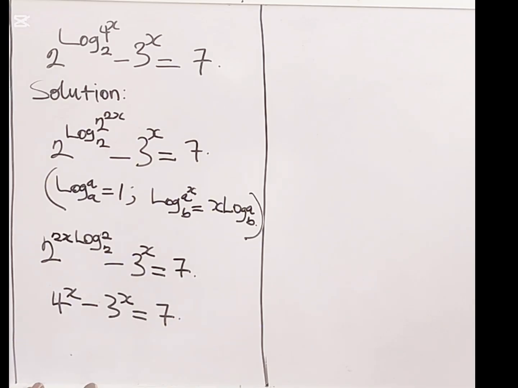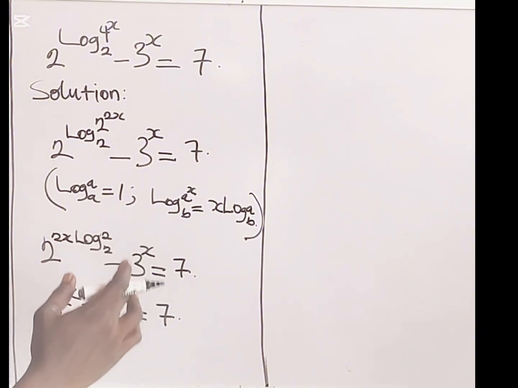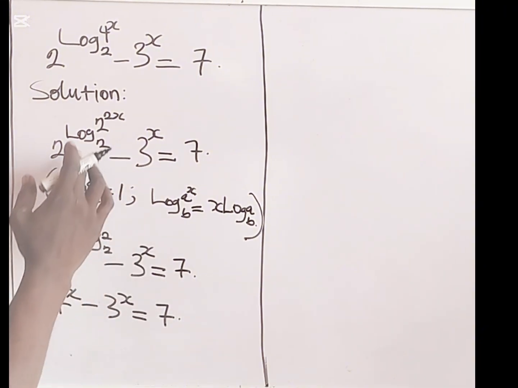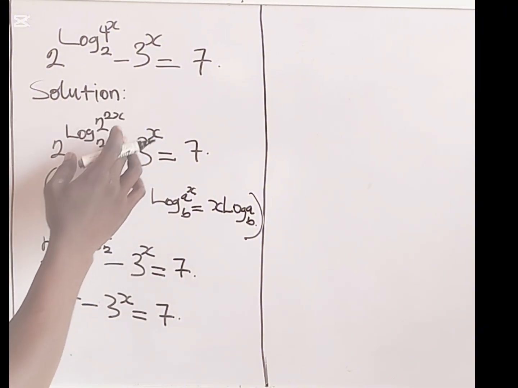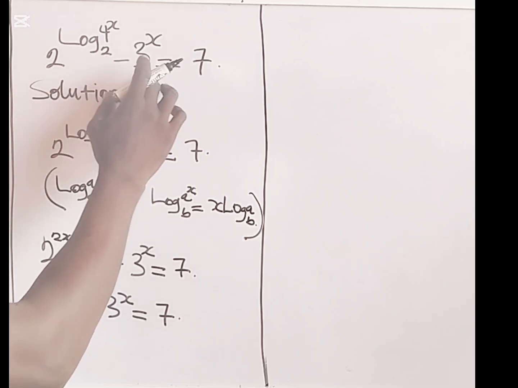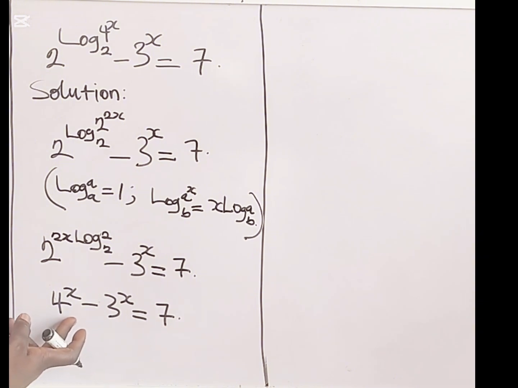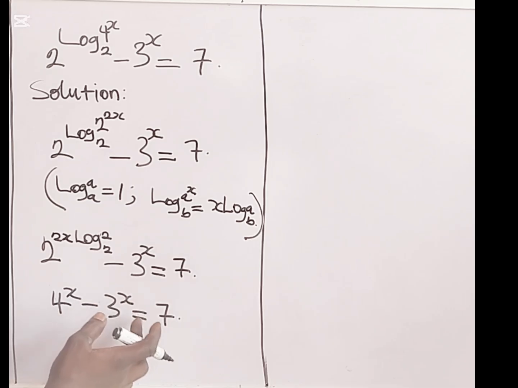So you can see that by applying these two rules, we have successfully resolved the log that is involved in this equation. We now have a straightforward exponential equation: 4 raised to the power of x minus 3 raised to the power of x is equal to 7. So we'll proceed from here.